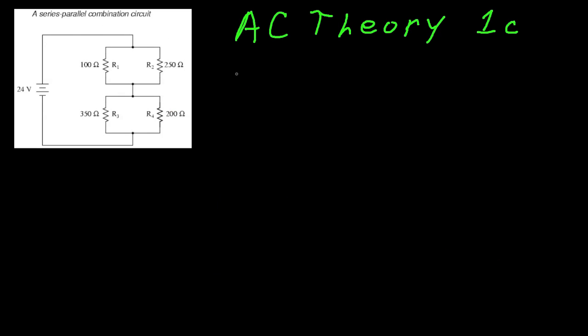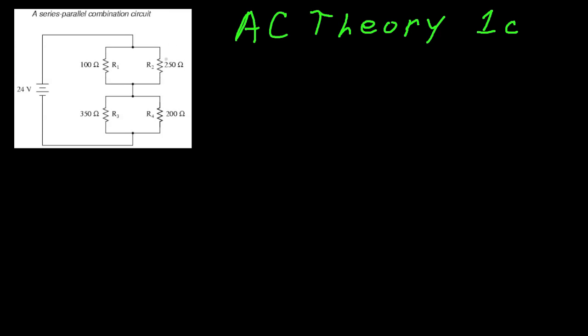To the last part of AC theory lesson 1, actually reviewing DC theory. So we already did a series circuit, we did a parallel circuit, now we're going to do a series parallel combination circuit. So just like it says, it has a couple resistors in parallel and some in series.